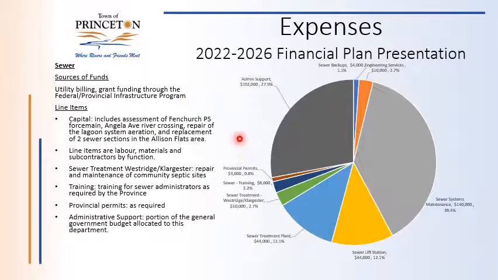Sewer. So the sewer, again, utility billing. There'll be some borrowed funds in the capital. Also with water, there'll be some borrowed funds, as was discussed for the major water and sewer upgrade plan that was approved by AEP last year. And we always try and seek grant funding through infrastructure programs to try and improve some of our systems through senior levels of government.